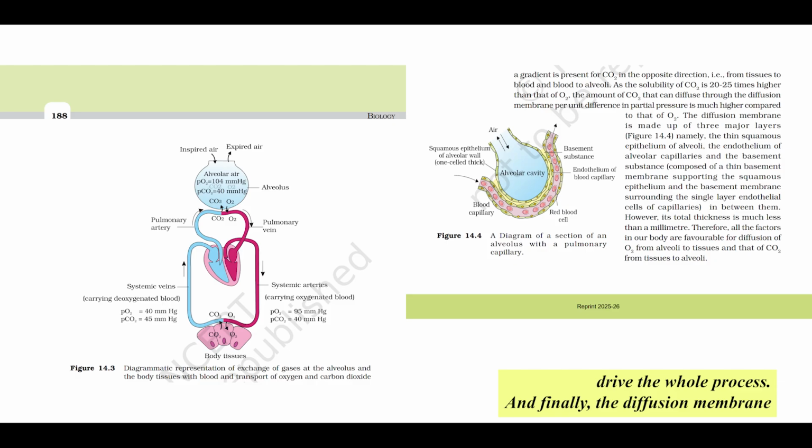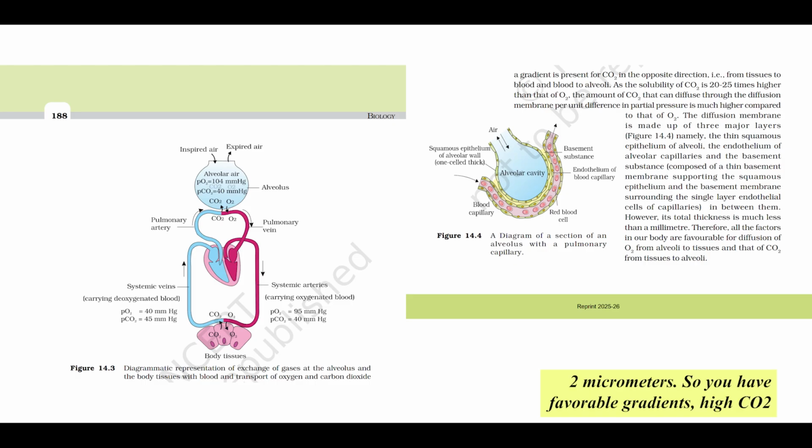And finally, the diffusion membrane itself at the alveoli. It's incredibly thin, designed for speed. It's made of essentially 3 layers. 1, the very thin single-cell layer of the alveolar wall, squamous epithelium. 2, the single-cell layer of the capillary wall surrounding the alveolus, endothelium. 3, a very thin basement membrane or substance sandwiched between these 2 layers. The total thickness is tiny, much less than a millimeter, maybe only 0.2 micrometers.